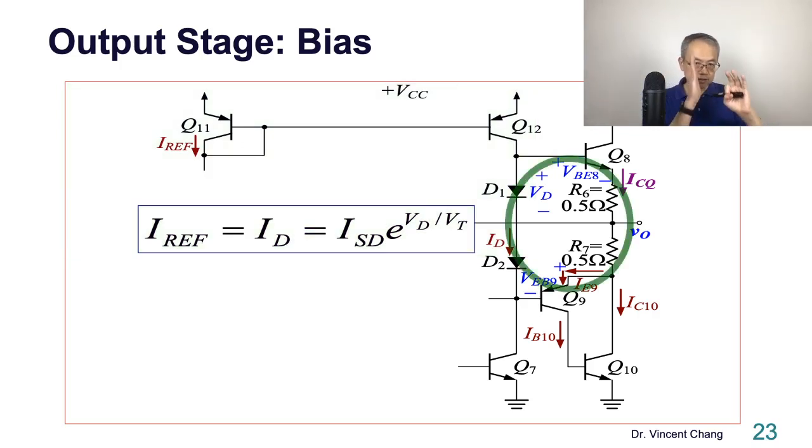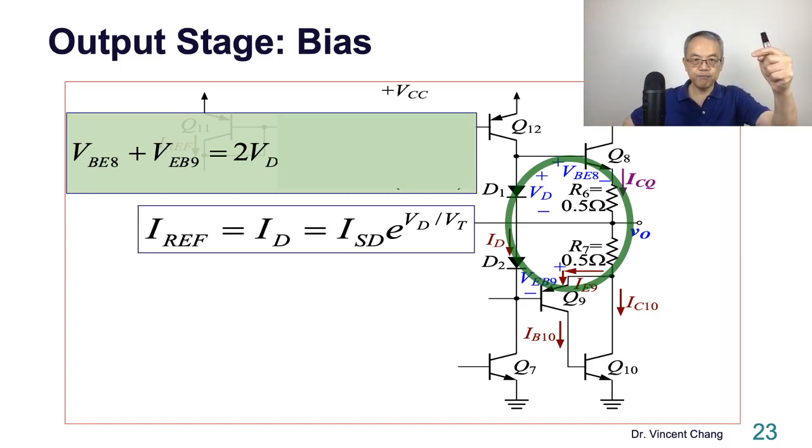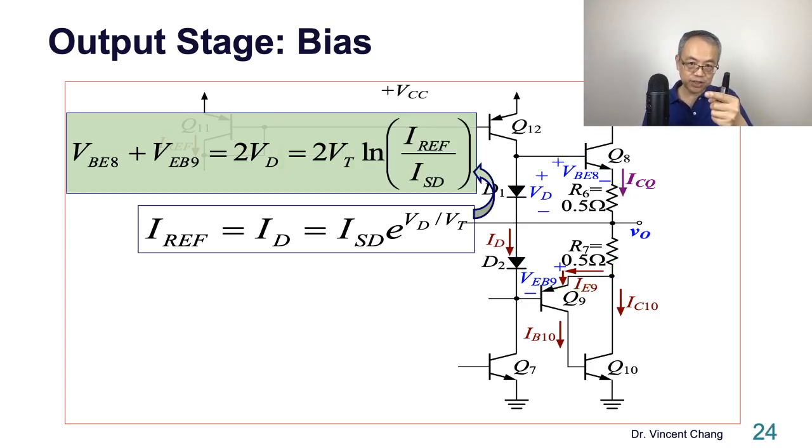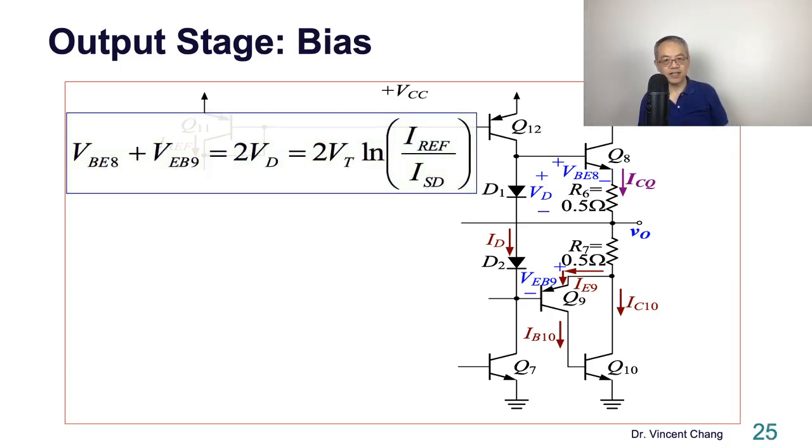So let's try to connect the diode with the class AB output stage. So look at the green circle. So on the left, you have the 2 voltage drop. So on the right, you have what? You have the VBE. You can neglect the voltage drop across the very small resistance, 0.5 ohm, the R7, R6, you can neglect. So then the VBE plus VEB what? Careful. Sorry. So VBE what? VBE plus VEB equals 2 VD. So then the VD, based on the equation below, then the VD equals VT natural log I reference divided by ISD, right?